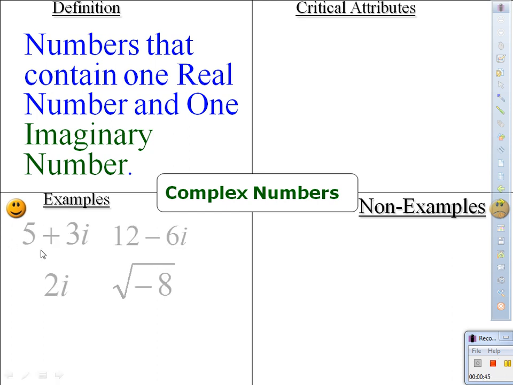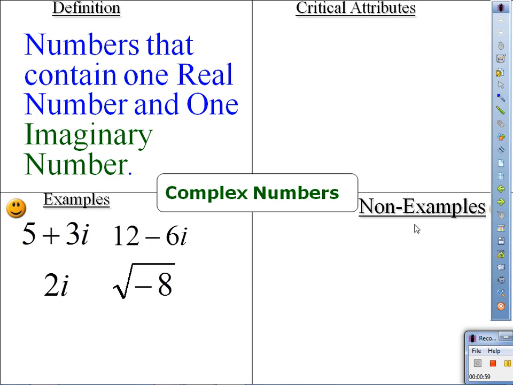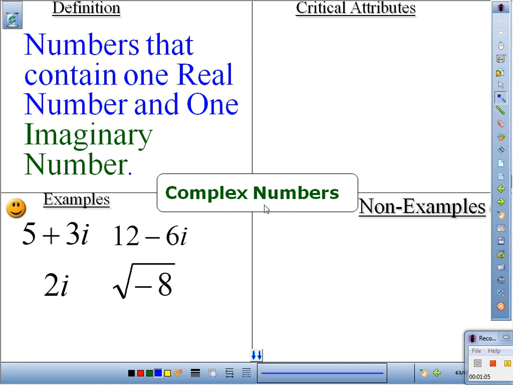Examples: 5 plus 3i, 12 minus 6i, 2i, and square root of negative 8. Copy those, and I'll go over that as soon as you're done. Ready? Copy. Go. Okay, writing utensils down, look up to the screen. Here we go. The definition says that complex numbers are made up of real numbers and imaginary numbers, so one of each.